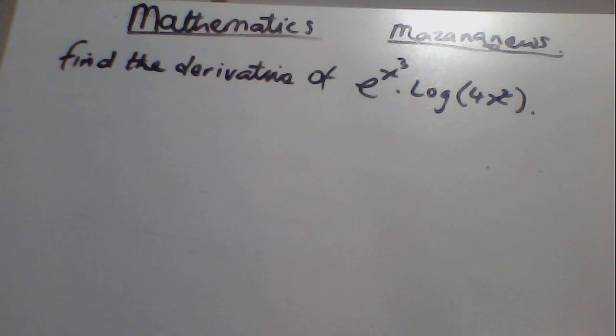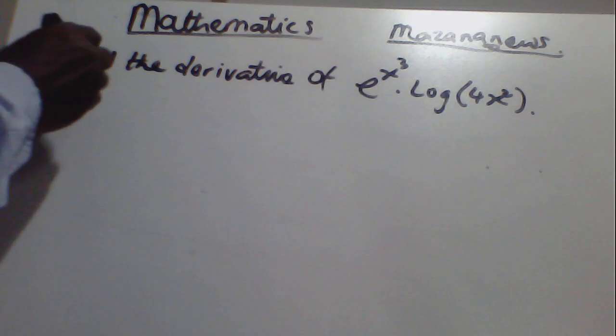Alright, good day students. Today you are required to find the derivative of e raised to the power x cubed, multiplied by log of 4x squared. So how can you differentiate this expression? The first thing you have to do is to assign an independent variable.